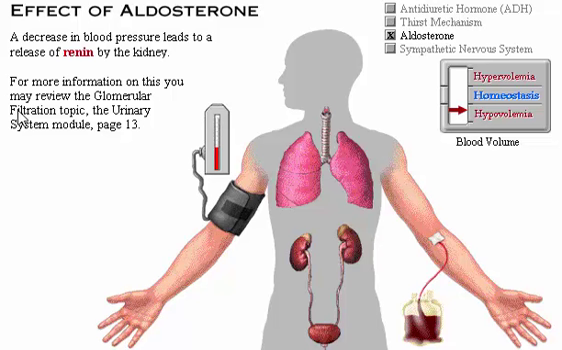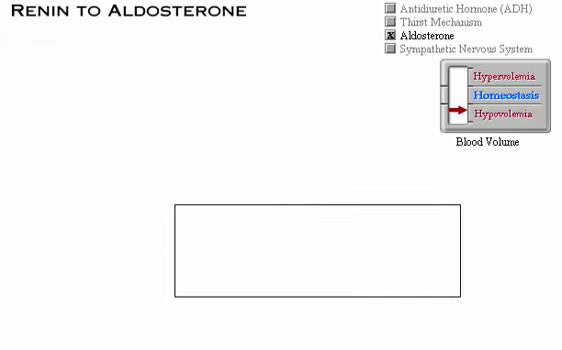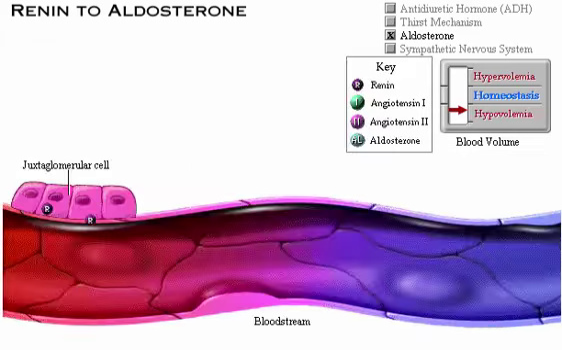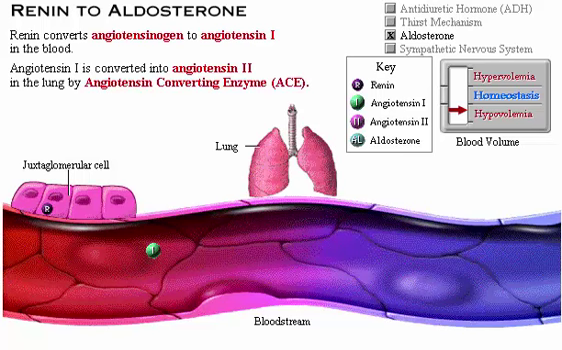As renin travels through the bloodstream, it binds to an inactive plasma protein, angiotensinogen, activating it into angiotensin I. As angiotensin I passes through the lung and other capillaries, an enzyme called angiotensin converting enzyme, or ACE, converts angiotensin I to angiotensin II. Angiotensin II continues through the bloodstream until it reaches the adrenal gland.